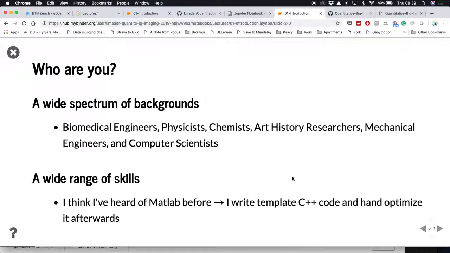And so there's a wide range of skills, from "I've heard of MATLAB before" to "I write optimized C++ code" and everything else. If you are in this group, you'll have opportunities to do things that are more complicated and go into exercises and problems that are more difficult. But if you're more in this group, you'll have the ability to at least finish all of the exercises and understand a little bit about what those next steps would be, if you need them or if you're working with groups where you need to have that.